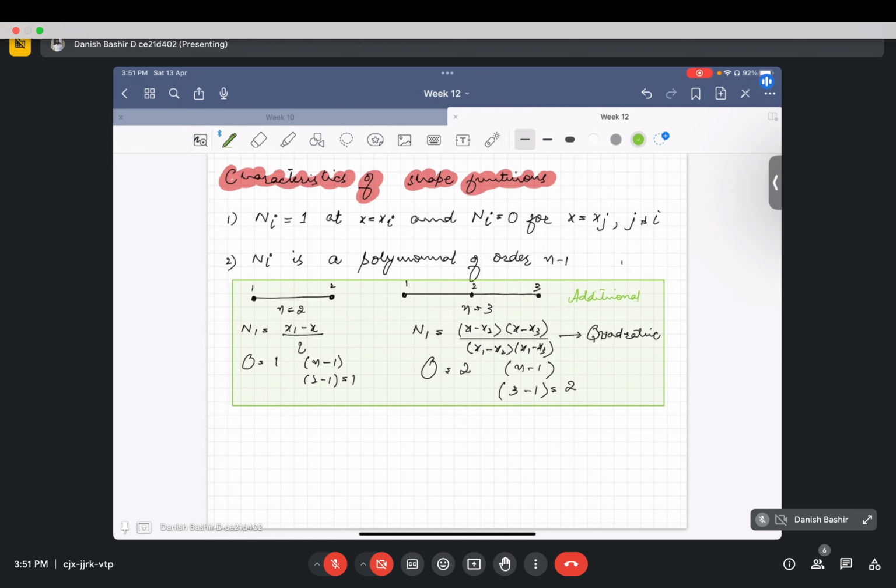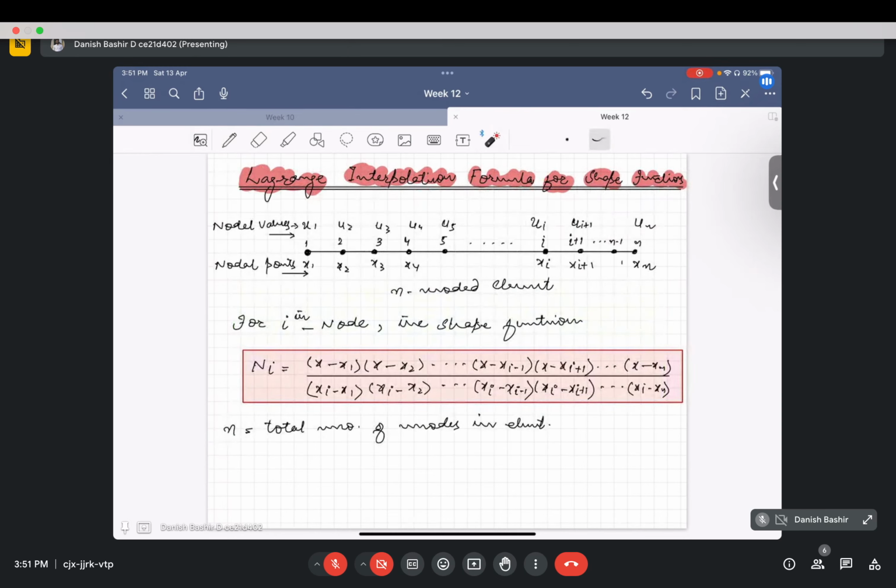Okay. So the third characteristic that is important to note here is the nodes don't have to be evenly spaced. So it is not important that they should be equally spaced. This will not affect the Lagrange interpolation function. No matter whatever the spacing of these nodes, Lagrange interpolation function is independent of the spacing.